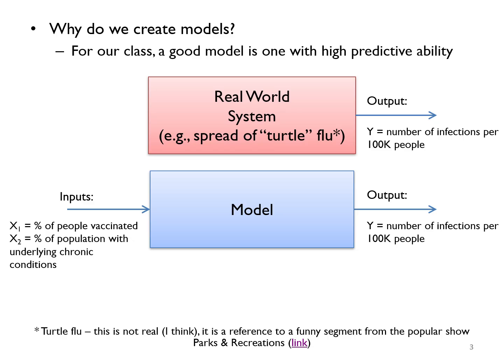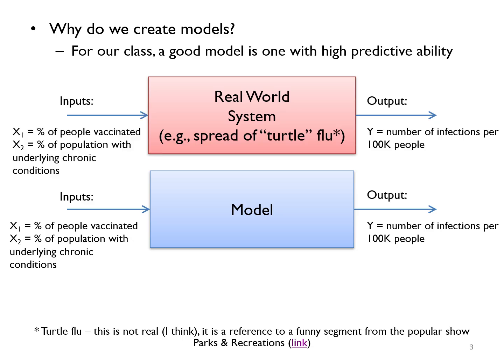Okay? So the argument is that if we know what X1 and X2 are in the real world, we can replicate this in the model and see what our model tells us. In the real world, then, if X1 were to have some value and X2 were to have some value, this would happen. This is what would happen in the real world. Okay? We're trying to predict what would happen in the real world. Okay, so that's really the point of making models in our class. We want models with high predictive ability.